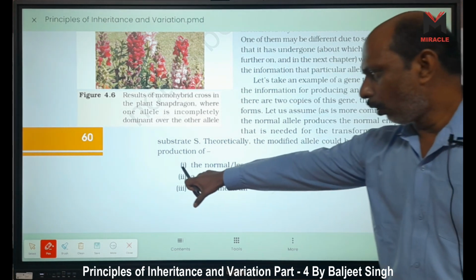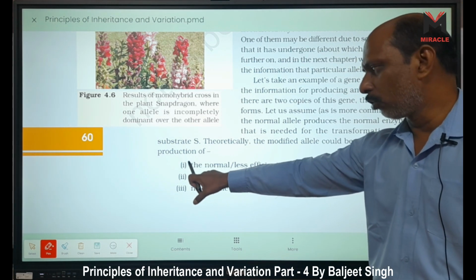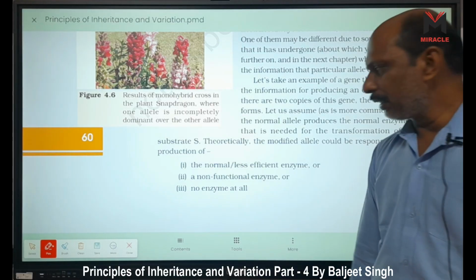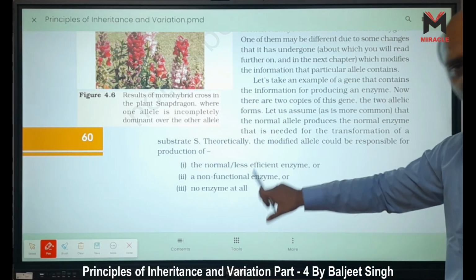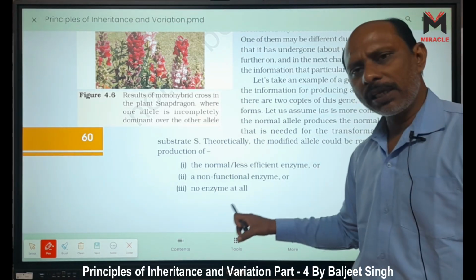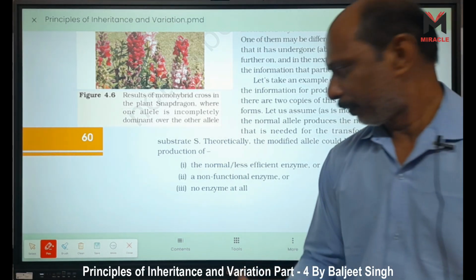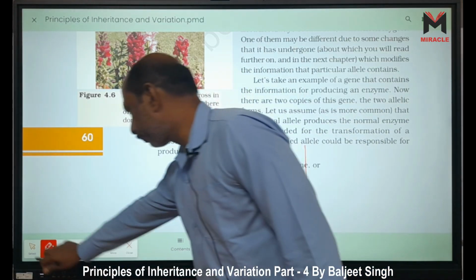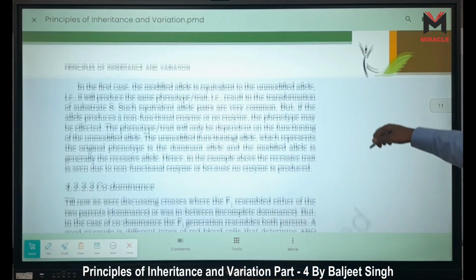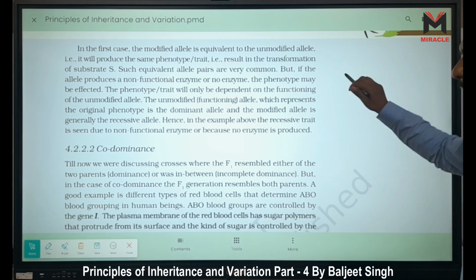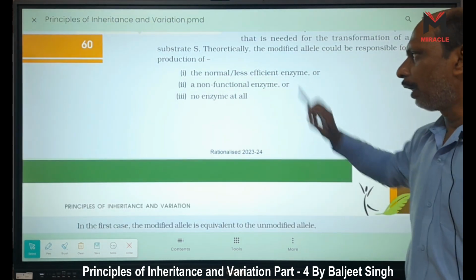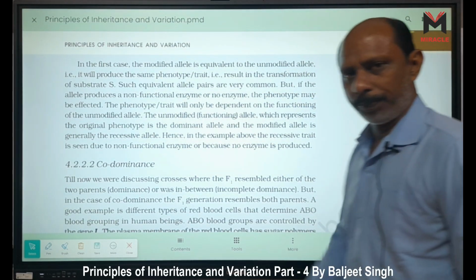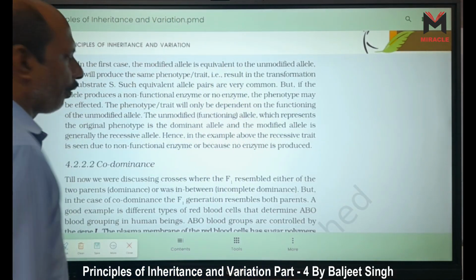So we understand that only the first option is for dominant genes, which form the normal enzymes. The recessive genes, the second and third options, either form a non-functional enzyme, which cannot produce any expression, or have no enzyme at all. No enzyme also means no function, and that is given here. In the first case, the normal or less efficient enzyme, the modified allele is equivalent to the unmodified allele. That means it will produce the same phenotype or trait.